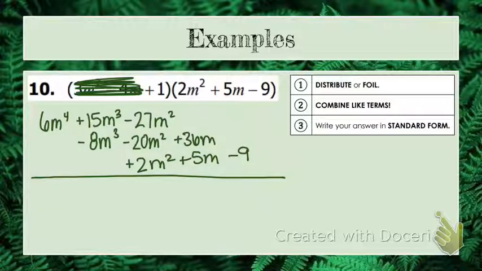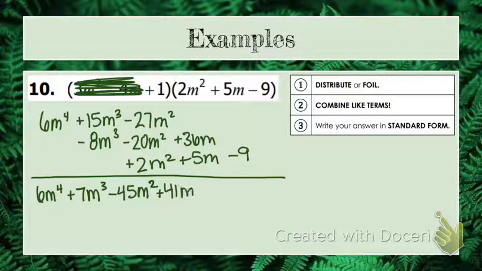So we have 6m to the fourth. 15 minus 8 is 7m to the third. Negative 27 minus 20 is negative 47. Plus 2 is negative 45m squared. And then we'll get plus 41m minus 9.